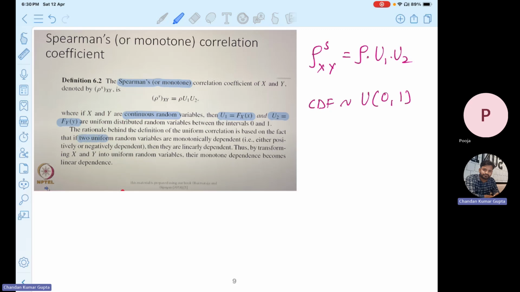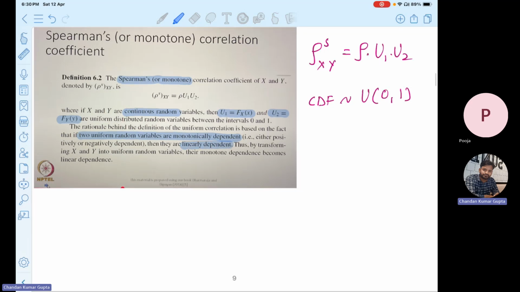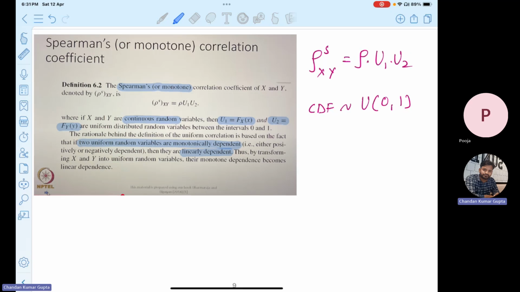Suppose we are given two uniform random variables that are monotonically dependent, either positive or negative. If there is monotonicity present in the two random variables, then they are linearly dependent. With the help of the transformation between the variables, their monotone dependence becomes linear dependence. This is the reason Spearman's uses u1 and u2 as weights, or linear coefficients. So this is the linear Spearman's correlation coefficient.